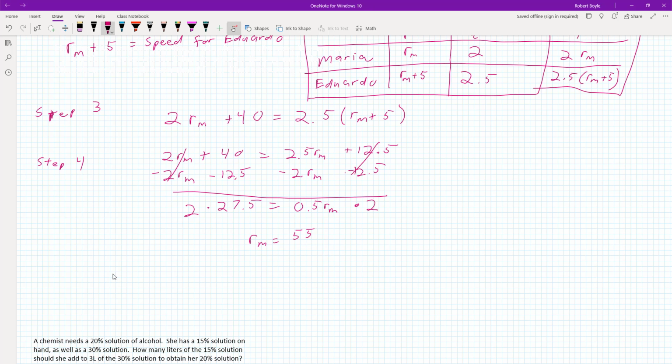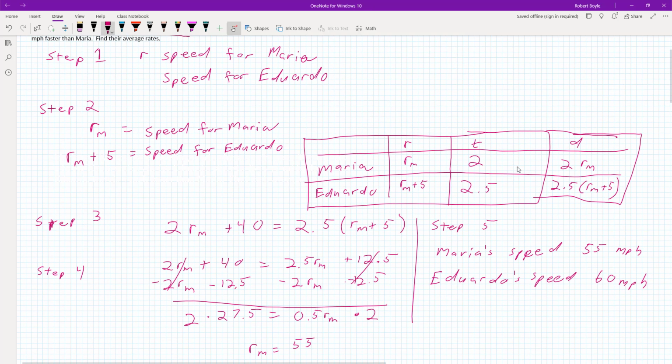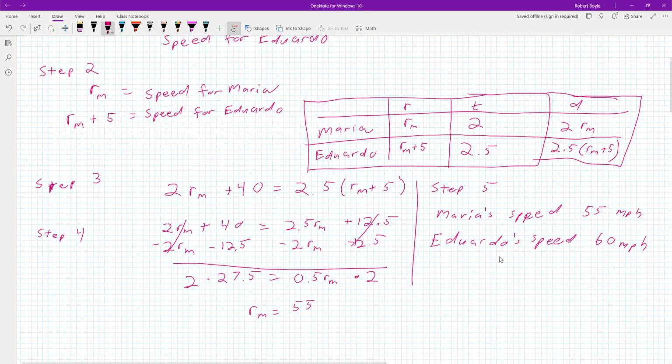So with that information, in step 5, we can state our answer. And here we have Maria's speed is 55 miles an hour, and then Eduardo's speed is 60 miles an hour. None of these guys are speed demons, that's for sure. Okay, now does it make sense? Well, it kind of makes sense. They're positive numbers. The units appear to be right, although we didn't really track the units all that well. So I guess it passes the sanity check.